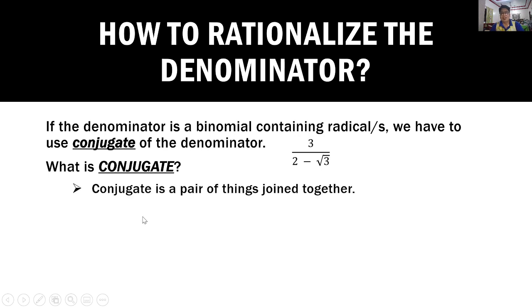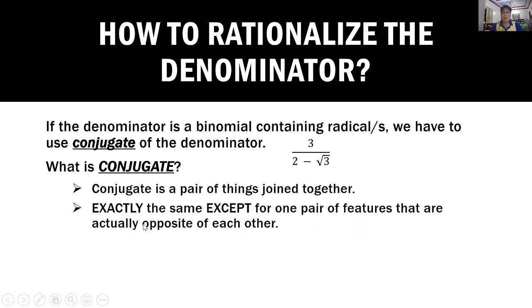Now, yung conjugate natin is actually a pair of things joined together. Ito, conjoined. Meron tayong term, may term, pinagsama, joined together, sign. Exactly the same except for one pair of features that are actually opposite of each other. Kamukha daw nito pero may isang feature sila na exactly opposite sa isa't isa. So, ang magiging conjugate pala nito, kamukha niya pero merong pagkakaiba sa kanya. Kamukha lang niya kahawig. Sir, parang magulo.